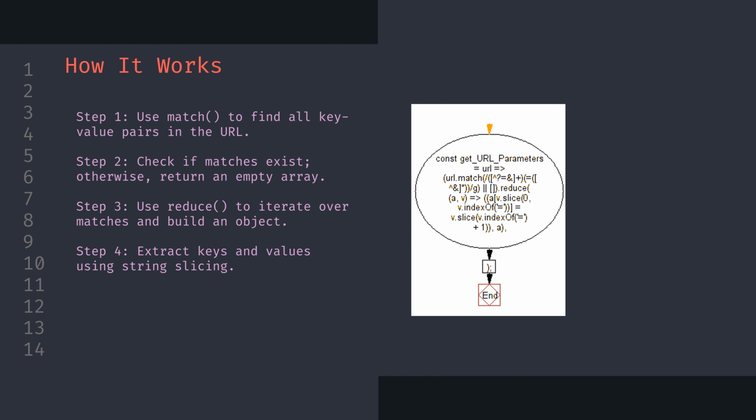The process starts with the match method to extract query parameters. If no parameters are found, an empty array is used. We then use the reduce method to loop over matches, slicing the strings to extract keys and values. And finally, we return the constructed object.